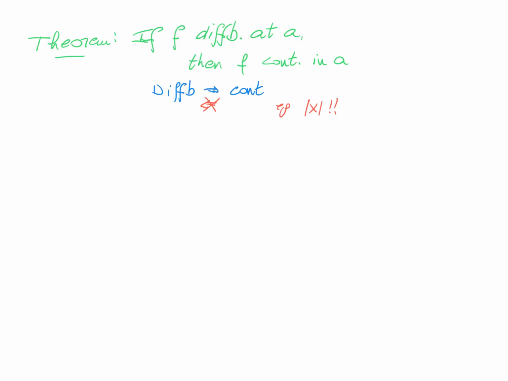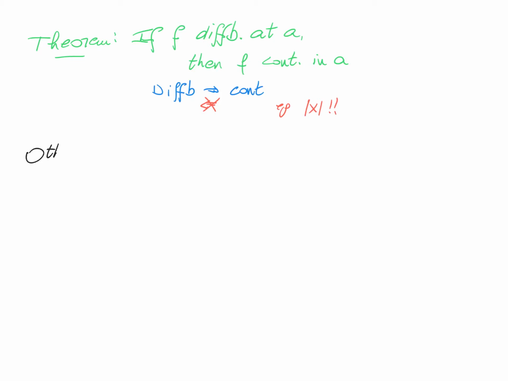Think, for example, of the absolute value. This is a continuous function. We can draw the line without lifting our pen, but in 0 the derivative does not exist. So this is a one-way theorem. Differentiability implies continuity, but continuity does not imply differentiability. We will not see the proof of the theorem. You just have to know that differentiability implies continuity, but that the inverse is not true.